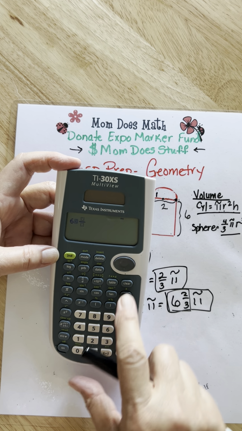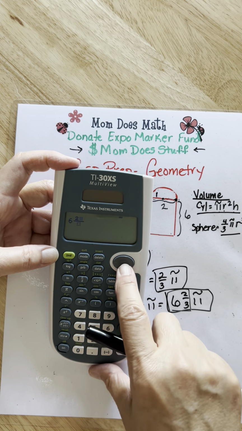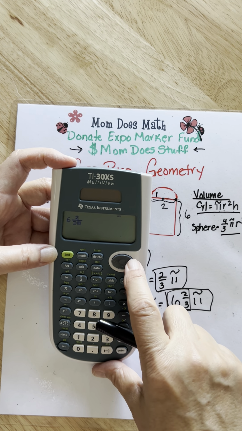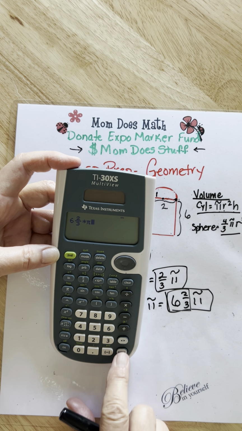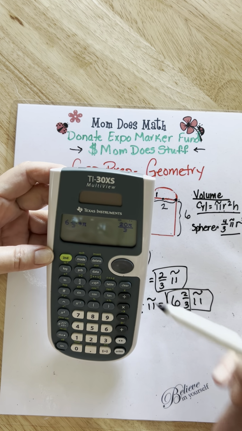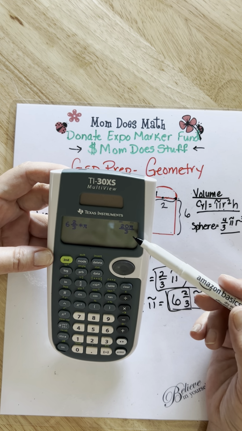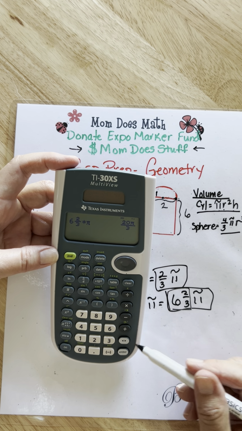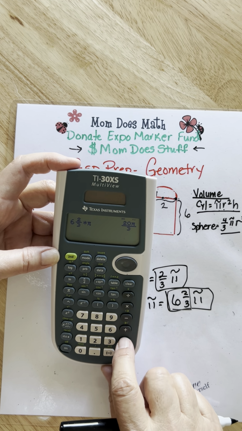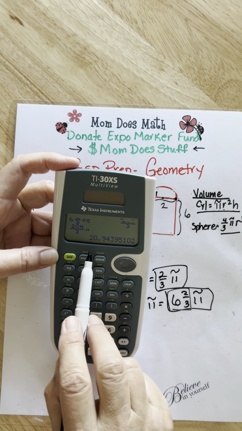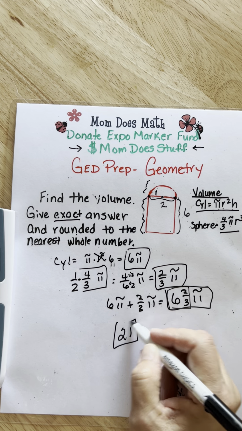So we're going to push the 6. Use your scroll bar to get over on the top. 2. Come down, thirds. And then go over. Hit times. And then you can just hit the pi button and hit enter. Now it's showing you 20 pi over 3. That's still exact. So to get it to change to a decimal, you're going to use this button right here that has the two arrows going different directions on it. And that's going to give you 20.94, which would round up to 21.